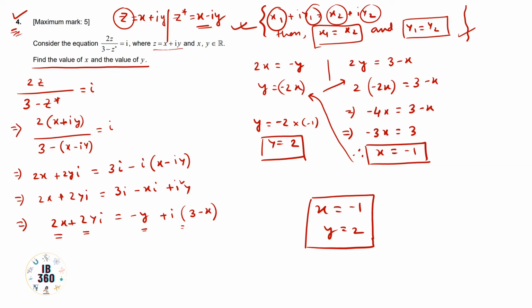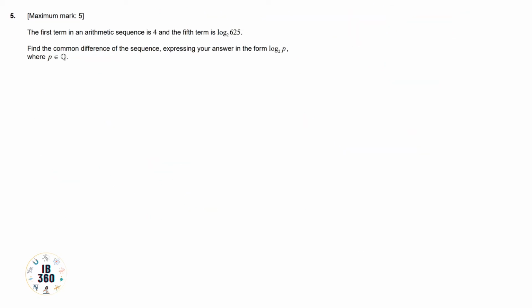Now we will move towards question number 5. The question is: the first term in an arithmetic sequence is 4 and the fifth term is log base 2 of 625. Let the first term be u1. You have to keep in mind that this is not geometric, this is arithmetic. So u1 equals 4, and the fifth term.